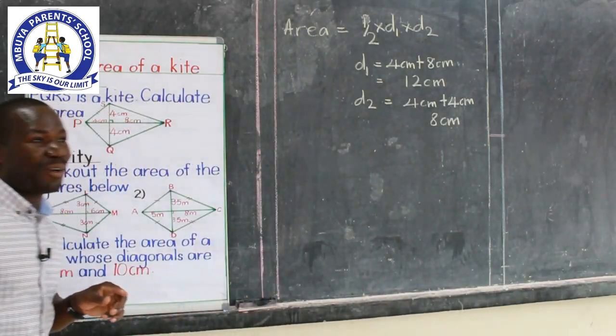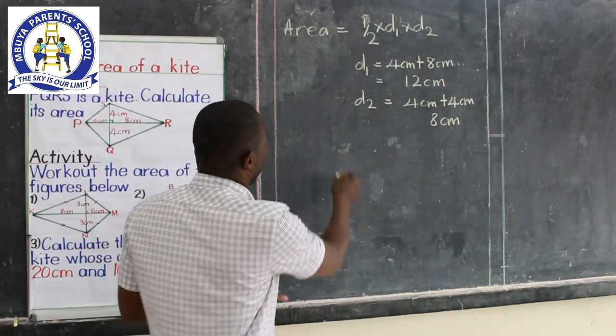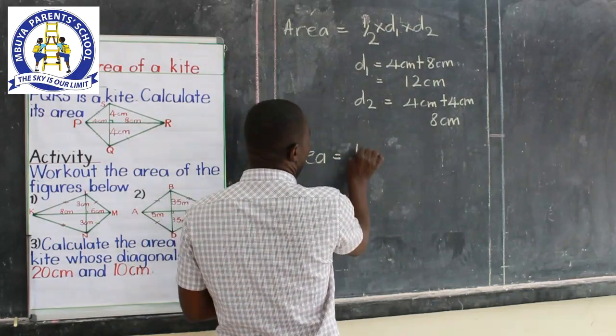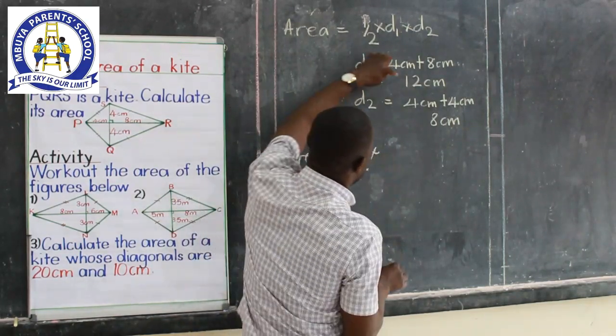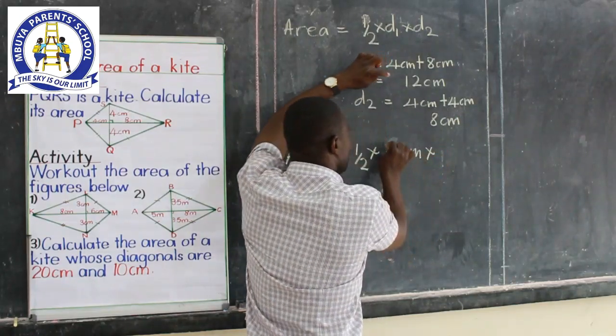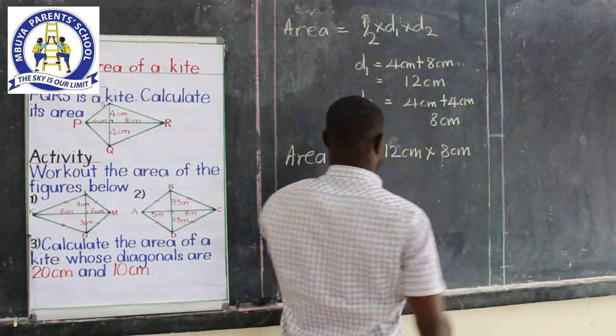The diagonals of a kite also bisect each other and form a right angle. So they are perpendicular to each other. PR is perpendicular to QS. So let us substitute in our formula. Area is equal to a half times diagonal 1, which is 12 centimeters, times diagonal 2, which is 8 centimeters.